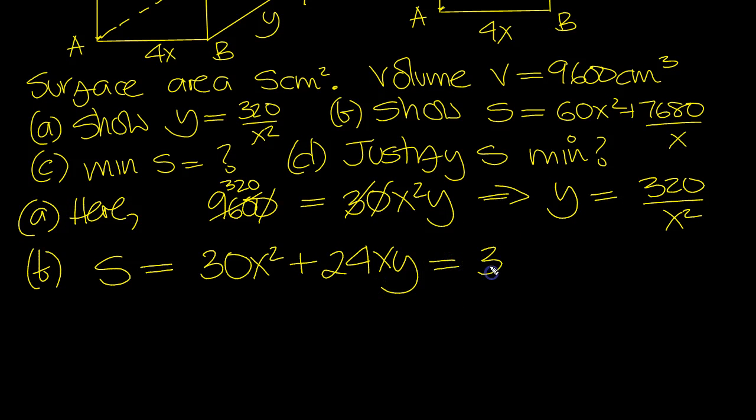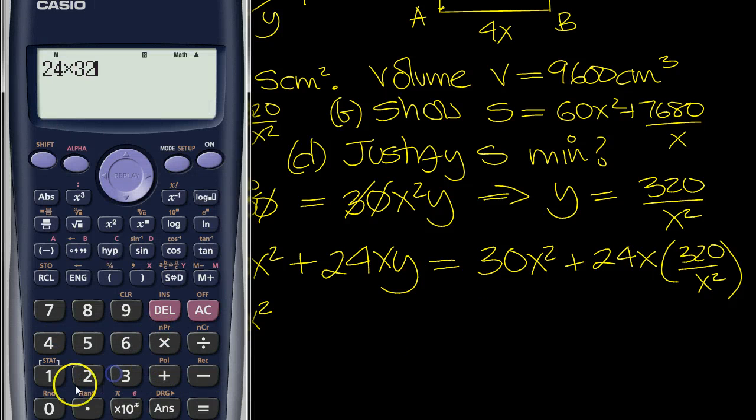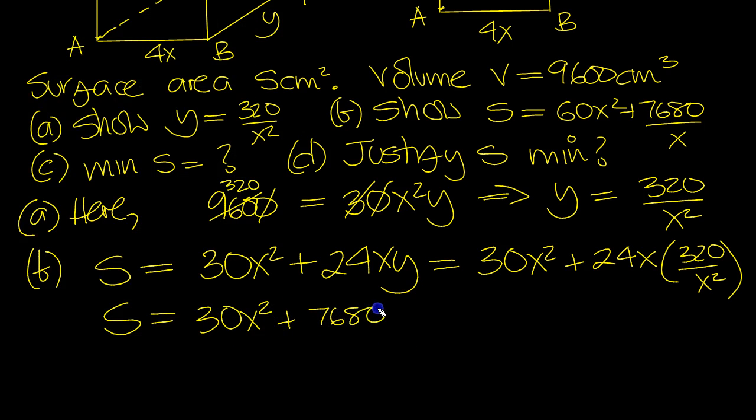And we know that y is 320 over x squared. So it's 30x squared plus 24x times y, 320 over x squared. So 30x squared, 320 times 24 is 7680, which is what we wanted. One of the x's cancels, so there's just one x underneath. Write this in user-friendly form for differentiation.